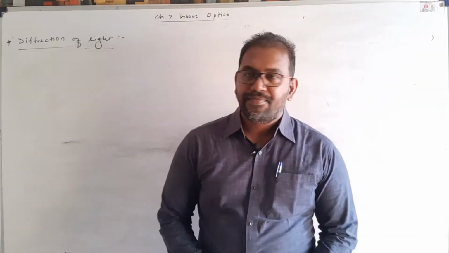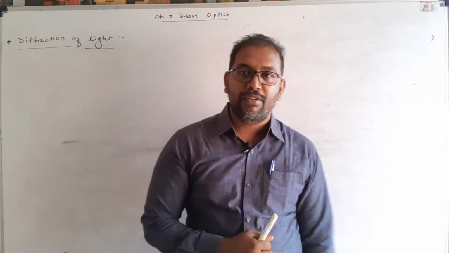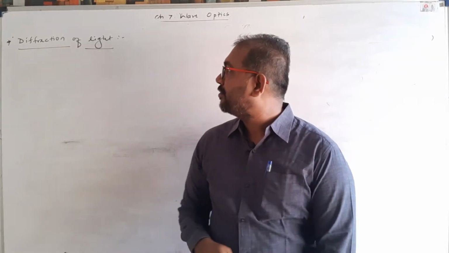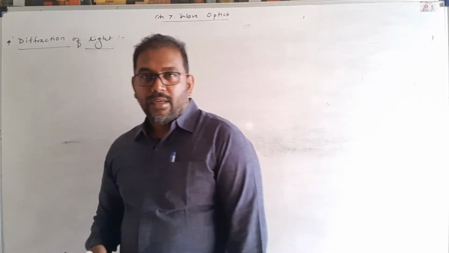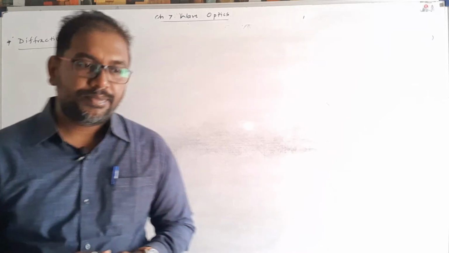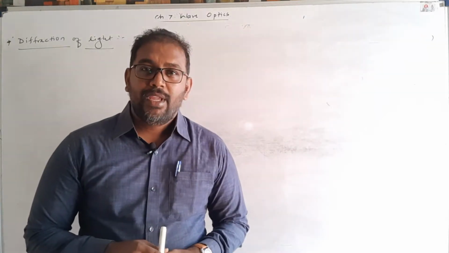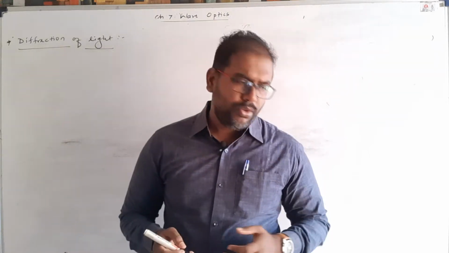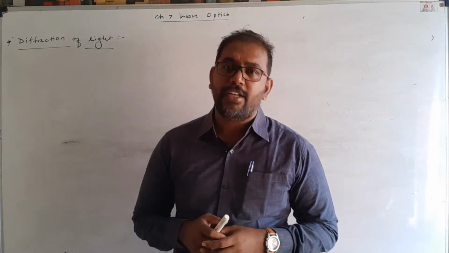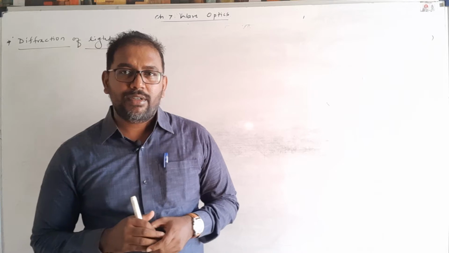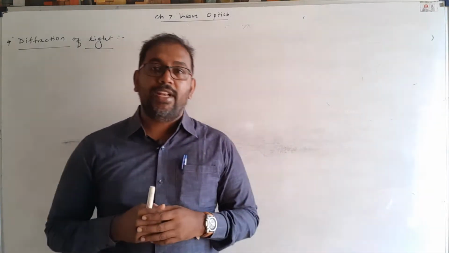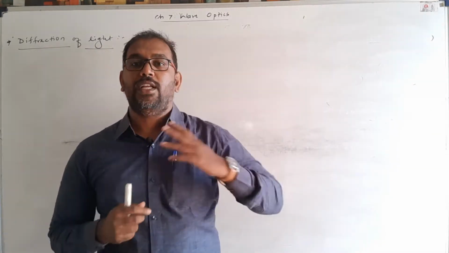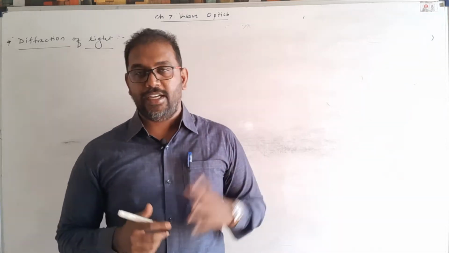Hello student. From chapter 7, wave optics, we have to start a new article, and it is diffraction of light. Now first thing, what is diffraction of light? Basically, diffraction of light is the bending of light. Now you know that you already learned a concept, refraction. Refraction means a bending of light when light travels from one medium to another medium. That bending is the refraction.